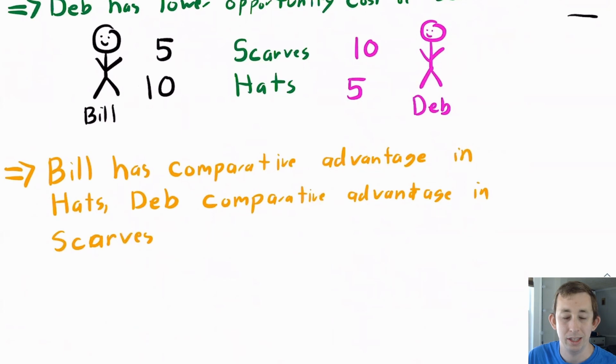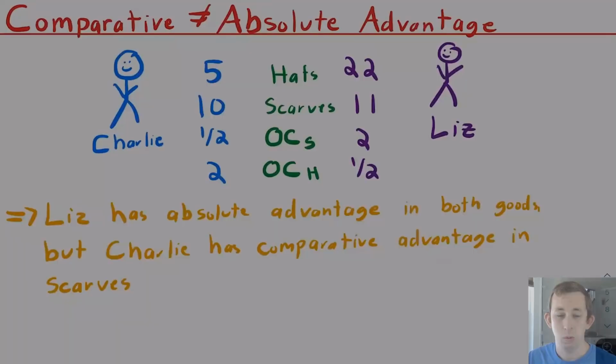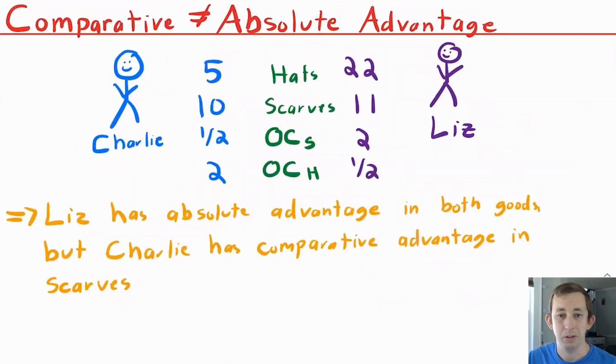We're thinking about who has the lower opportunity cost of making one good in terms of the other good. Now, one thing that's confusing for a lot of people is they think that comparative and absolute advantage are the same thing. So just to briefly make sure we're on the same page, here we've got Charlie and Liz.